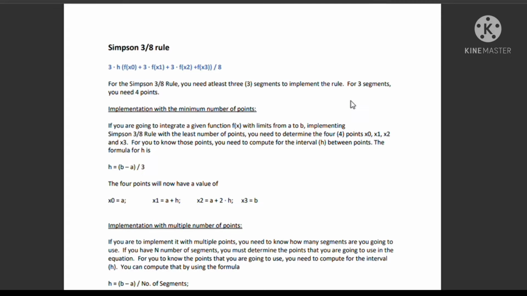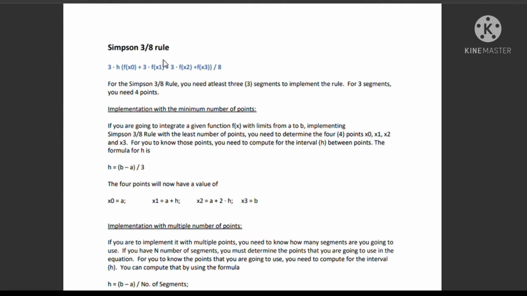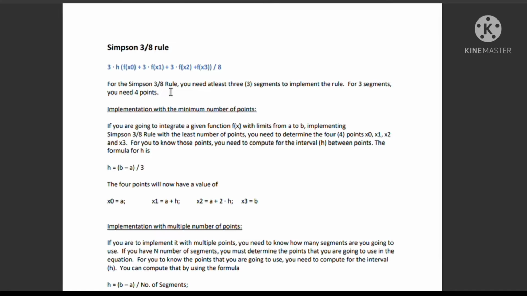The purpose of this video presentation is to create a C++ program that will implement the given equation using Simpson's 3/8 rule. Before that, we will proceed with a briefing on Simpson's 3/8 rule. For Simpson's 3/8 rule, you need at least 3 segments to implement the rule. For 3 segments, you need 4 points.